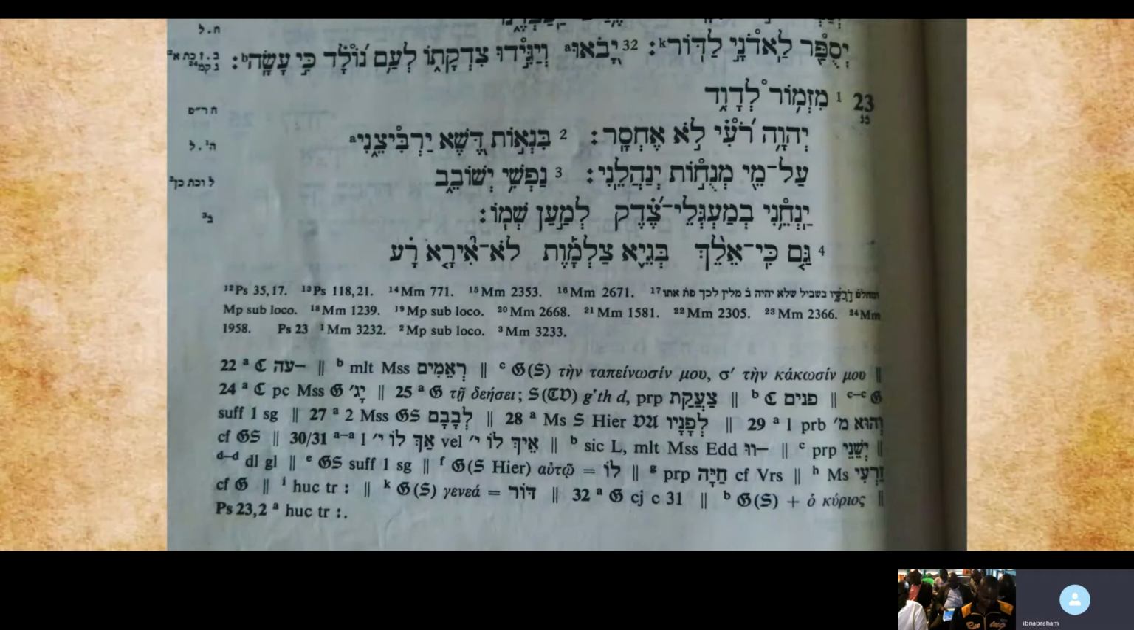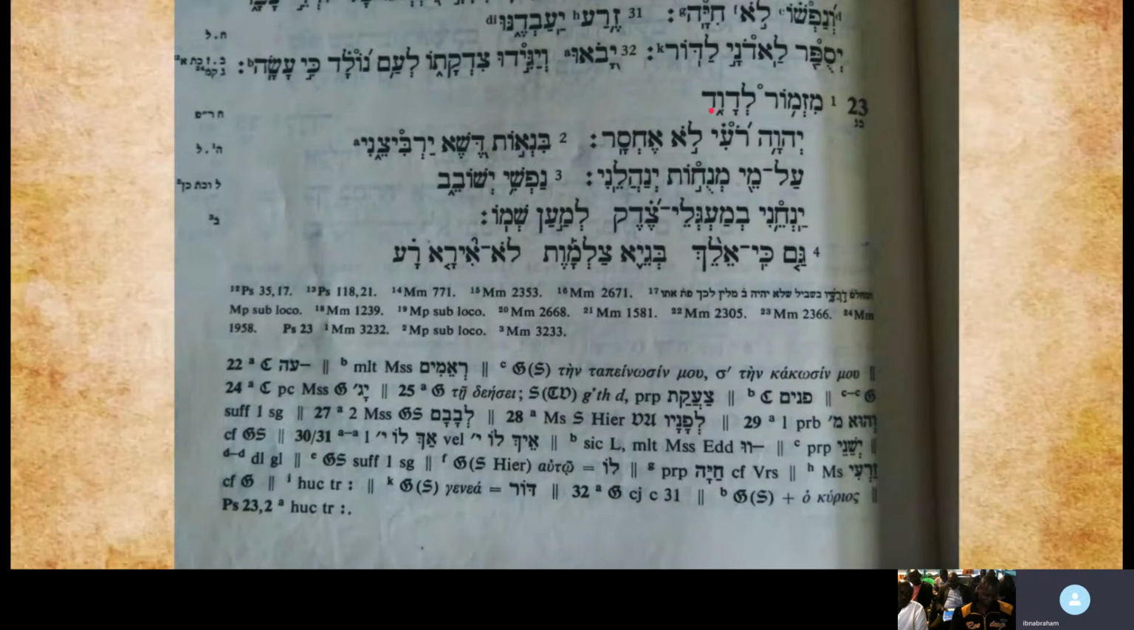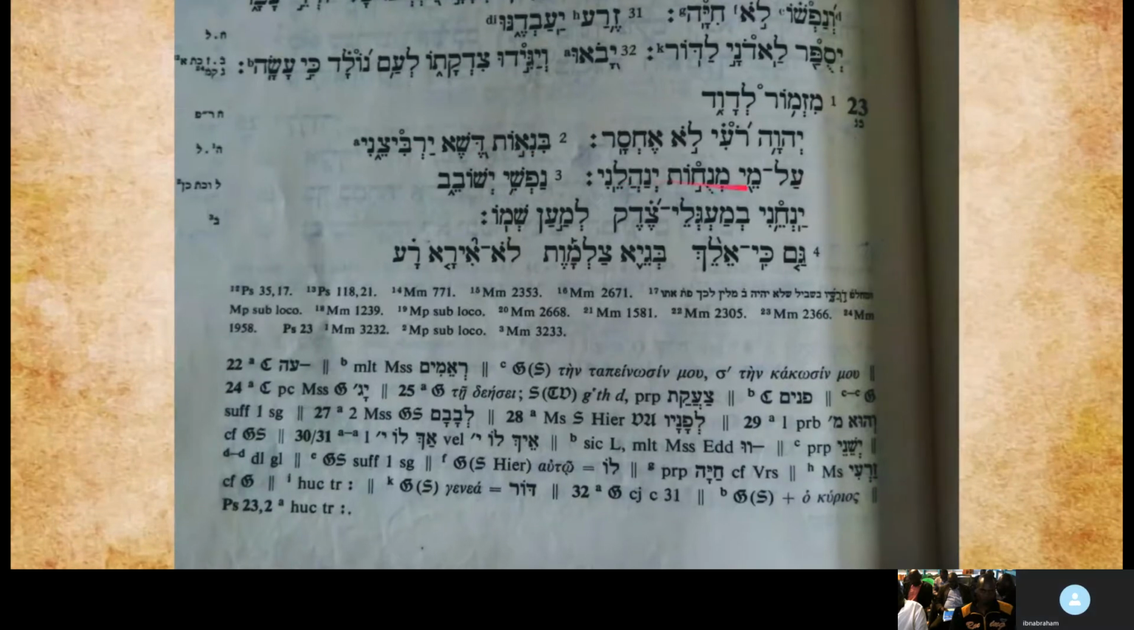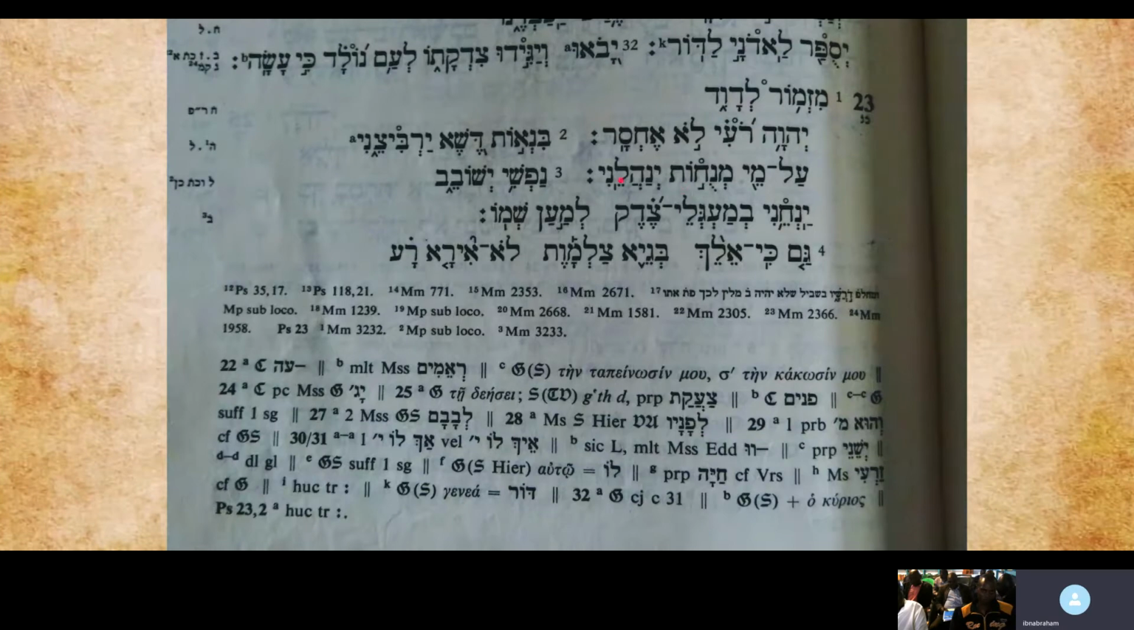So here's Psalm 23. You can see the poetic layout. We mentioned that layout and versification, they don't affect the text per se. This says, Mizmor LeDavid, Psalm of David. Adonai Ro'i, the Lord is my shepherd. Lo echsar, I shall not lack anything. Benot deshe yarbitzeni, in fields of grass he leads me. Al mei menuchot yenahaleni, beside waters of stillness or calmness, he leads me.